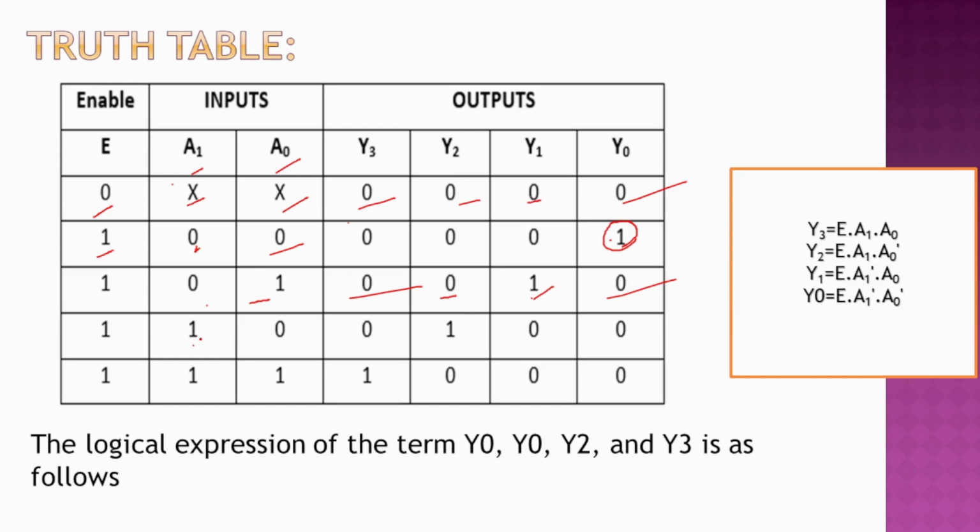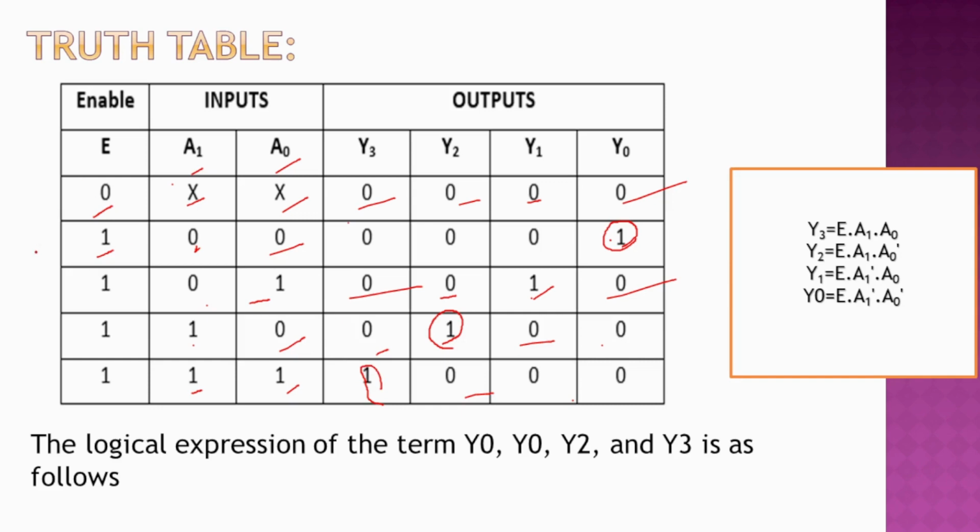The third input will be a1 equal to 1 and a0 equal to 0. Here you will get 1 output value in y2, and the remaining 3 will be 0. And the final input will be 1 1, and y3 will be high, remaining y2, y1 and y0 will be 0 as output value.